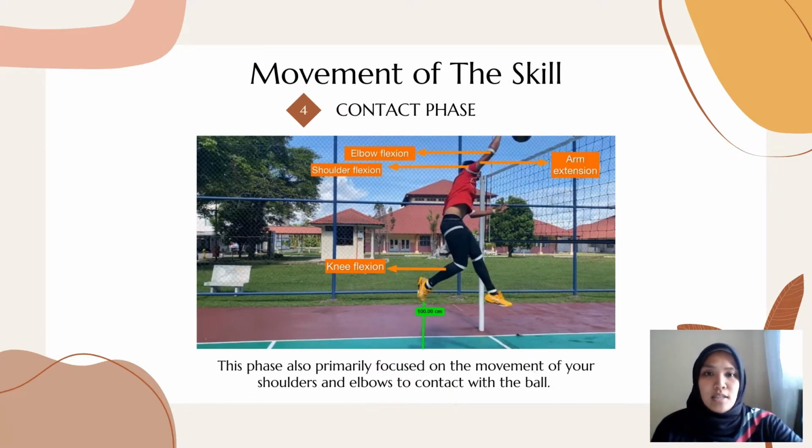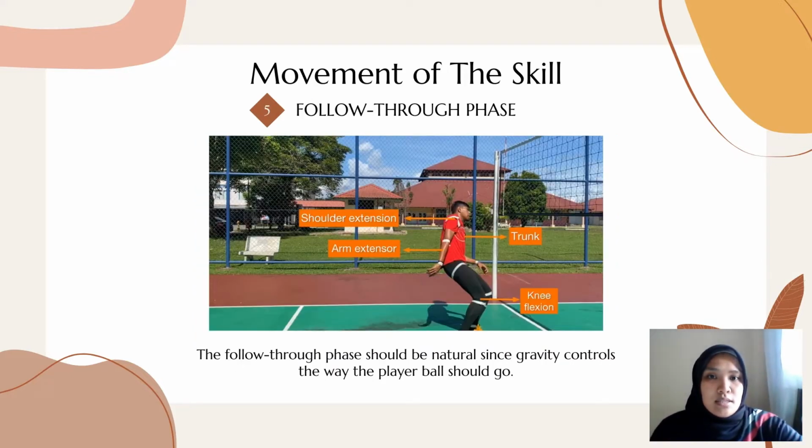We go to the contact phase. This phase is also primarily focused on the movement of your shoulder and your elbow to make contact with the ball. To perform the top spin on the ball, you need to swing hard before it reaches your hand and then snap your wrist. As the strike phase is mostly about making contact with the ball, it is very important to use the wrist and your shoulder joints.